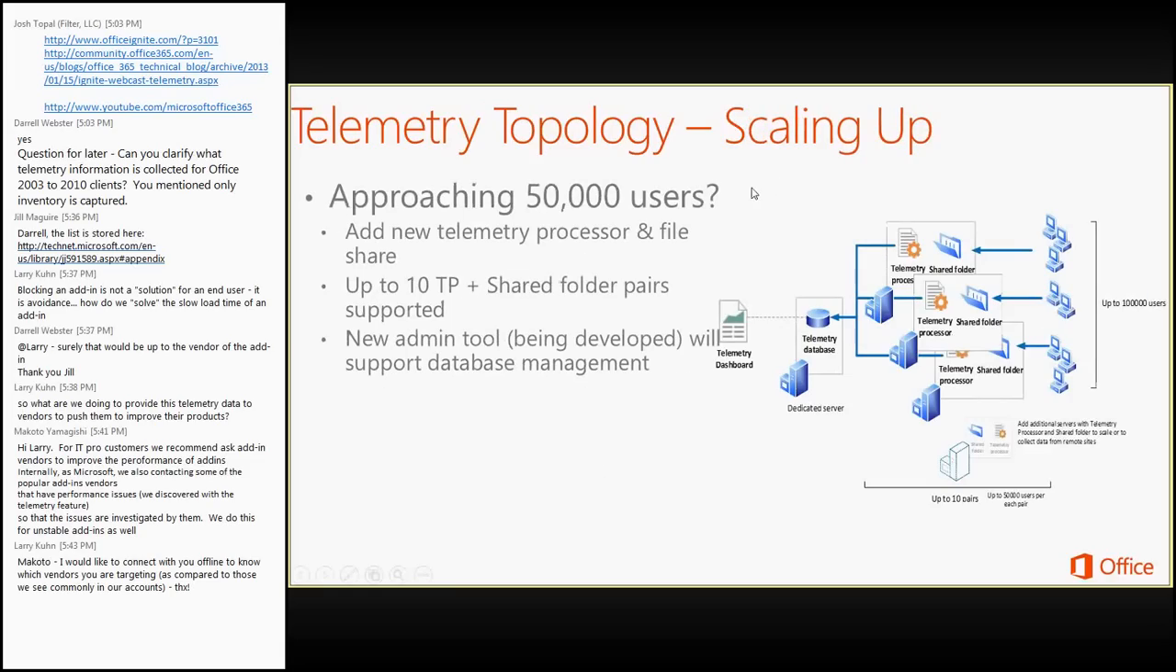Now, if you are approaching over 50,000 users or so forth, then you want to maybe start thinking about splitting this out and having multiple shared folder or telemetry processor pairs to spread out the load on that.